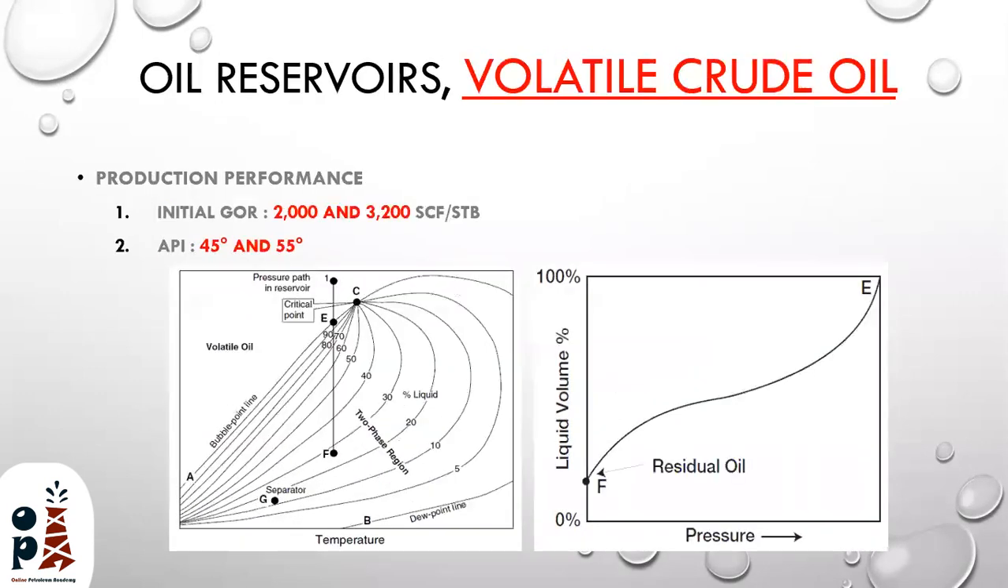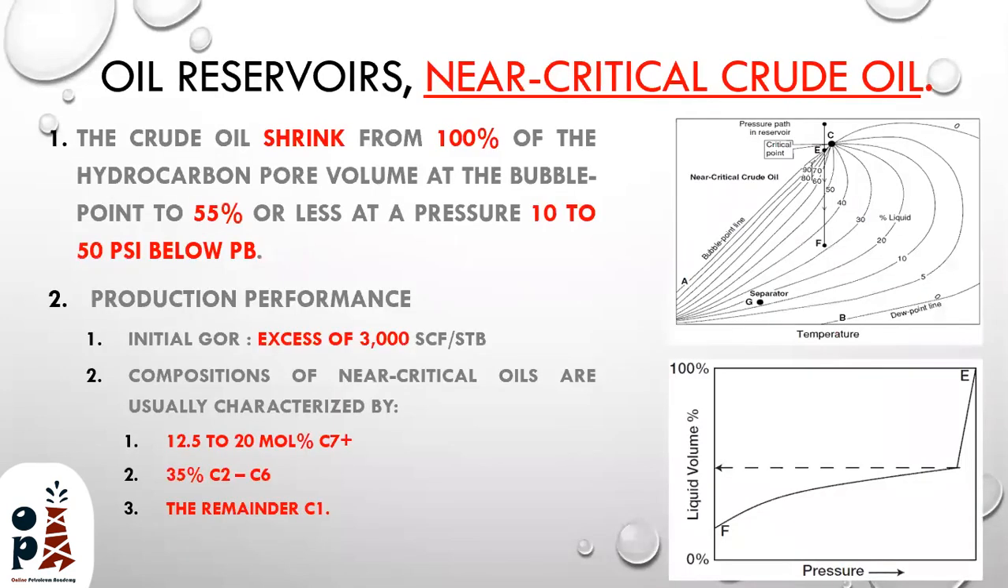For the volatile crude oil, its initial GOR is from about 2000 to 3200 standard cubic feet, and the API between 45 and 55. We can notice that the reservoir pressure and temperature become near to the critical point, and the volatile crude oil has more dissolved gas that is lost on the surface or separated by the production facilities.